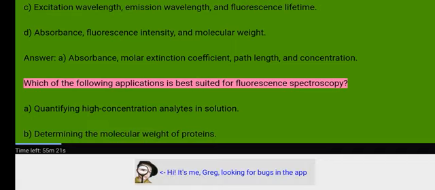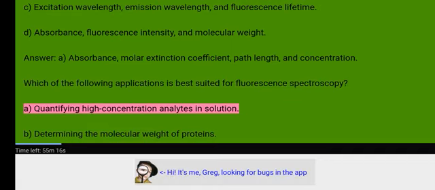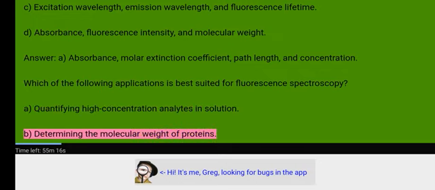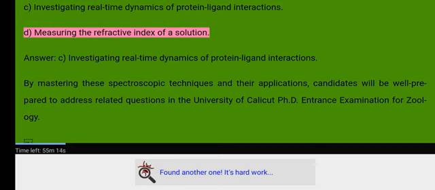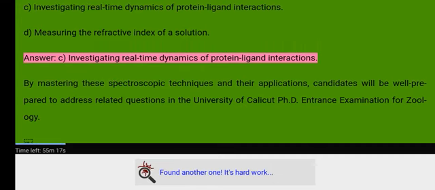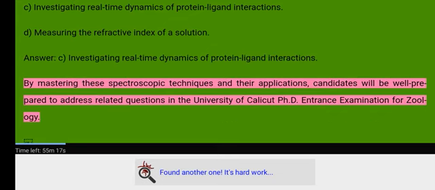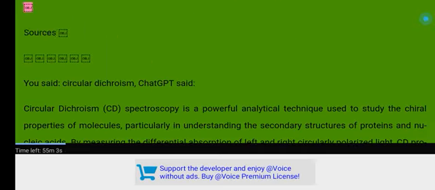Which of the following applications is best suited for fluorescence spectroscopy? A. Quantifying high concentration analytes in solution. B. Determining the molecular weight of proteins. C. Investigating real-time dynamics of protein-ligand interactions. D. Measuring the refractive index of a solution. Answer: C. Investigating real-time dynamics of protein-ligand interactions. By mastering these spectroscopic techniques and their applications, candidates will be well prepared to address related questions in the University of Calicut PhD entrance examination for zoology.